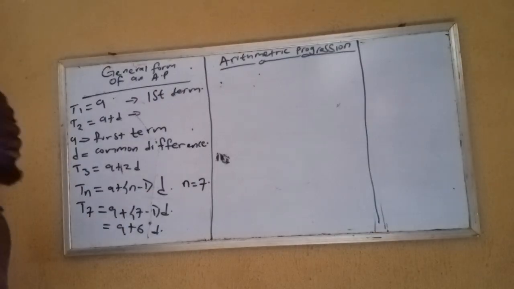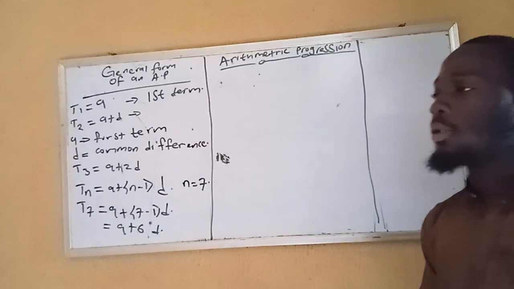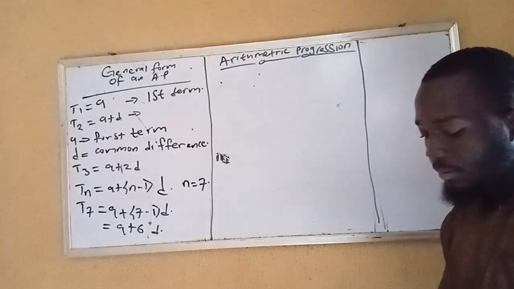There is also something we call the sum of n terms of an arithmetic progression. We are going to get to that. Now let's take some questions under this.